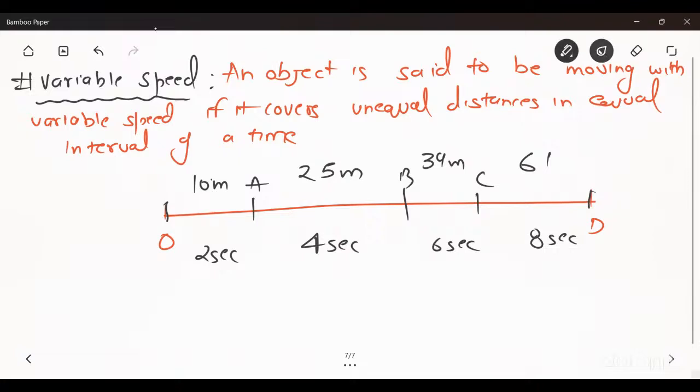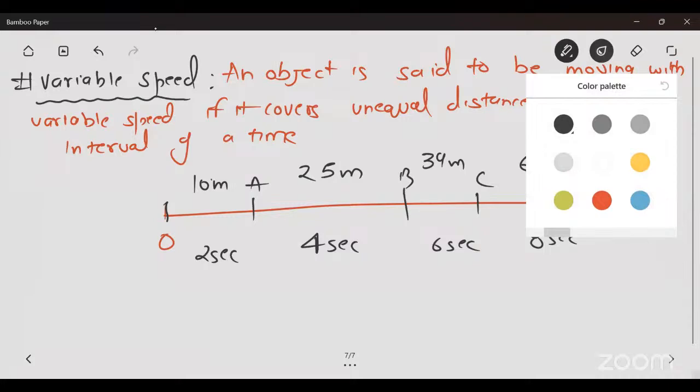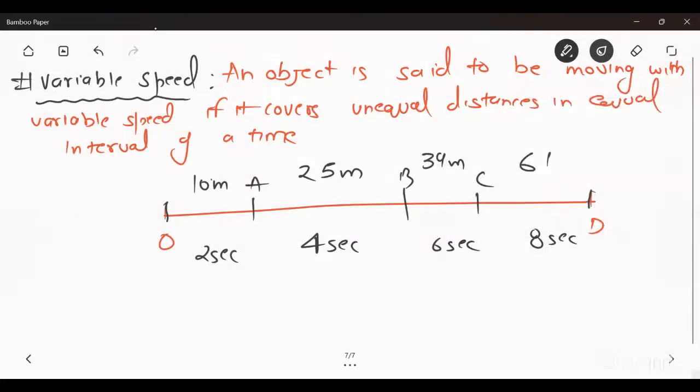So if you see here, O to A is 10 meter upon 2 seconds. So here the speed is 5 meter per second. In the interval A to B, from O to B the distance is 25 meter. So from A to B, the distance will be 25 minus 10, which is 15 meter. So 15 upon 2, which is equal to 7.5 meter per second. From B to C, the distance is 39 minus 25, which means 14 meter in 2 seconds. So here the speed is 7 meter per second.